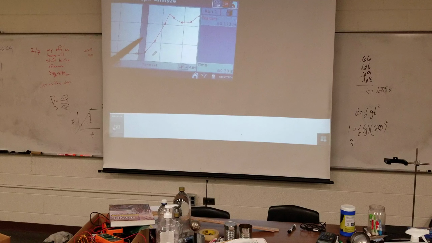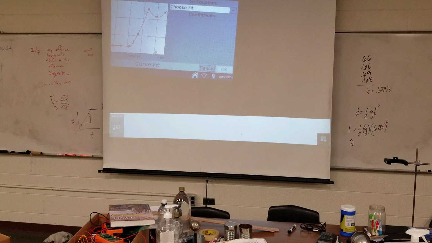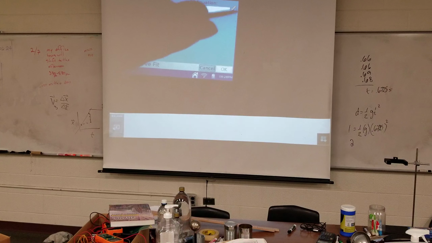So what we want to look at is the region, not the beginning or the end, but we'll take the middle part, analyze, curve fit, position, like there's a choice there. You'll notice that there are these brackets right here. You've got the bracket here and the black bracket here. It's going to do a curve fit based upon all the points in between those two brackets. The cursor is not the same as this one.